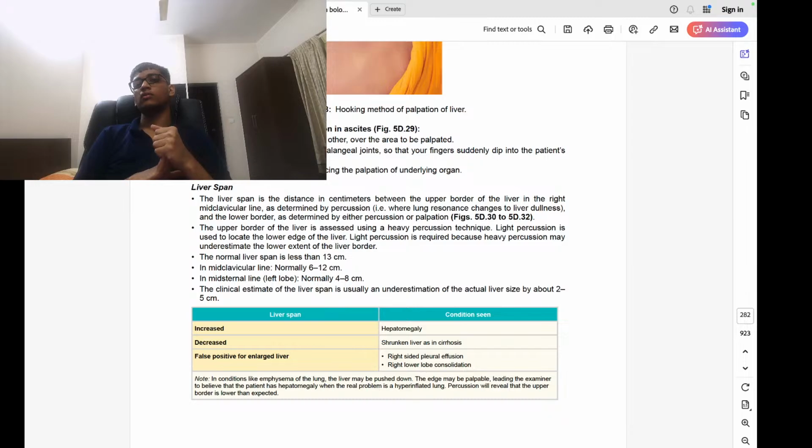Dipping method for liver palpation in ascites: you press both hands one over the other in the area to be palpated. Rapidly flex your metacarpophalangeal joints so that the fingers suddenly dip into the abdomen. This displaces fluid, enhancing the palpation of the underlying organ. You have to keep on doing it like this so that it displaces the fluid.